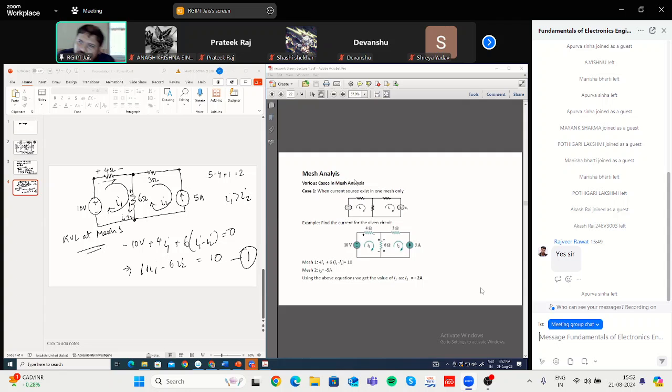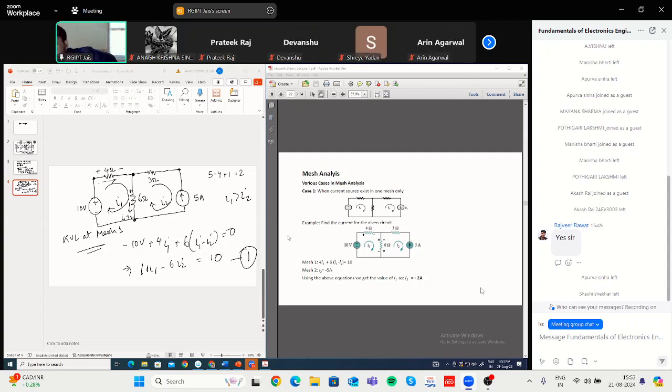No one is writing. I don't know why. Is it not clear how to write the equation? What is the problem that you are facing? Don't leave, the class is not yet over. I have taken only the attendance. Try to write this down. These are the basic theorems that we'll be using. Things will become more complex, so if these basic things are not clear, you won't be able to understand the complex problems. So try to write down what is the KVL equation at mesh 2.